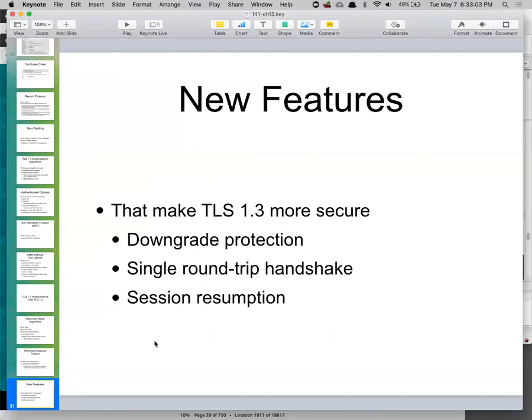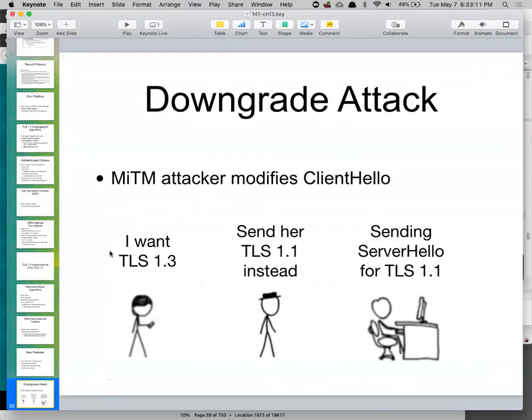They have downgrade protection, single round-trip handshake, and session resumption. These are major features. The downgrade protection is really quite clever. So suppose you have this attack. I'm in the middle. Before you have the authenticated session, during the handshake, the client wants TLS 1.3. The person in the middle lowers that request to say, I only want TLS 1.1. The server gets a request for TLS 1.1 and hands it off. The client now uses TLS 1.1. This is a perfectly valid attack because it happens before the handshake is complete, when you don't have any encryption and you don't have any trusted third-party protection. This is a scary attack.